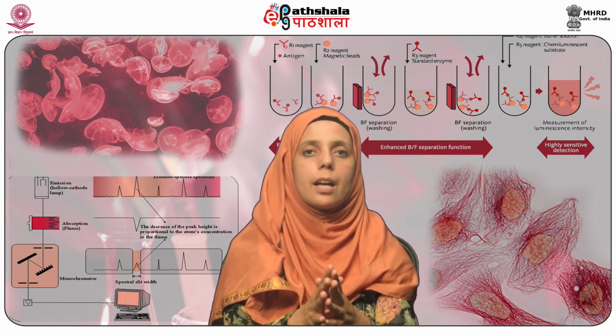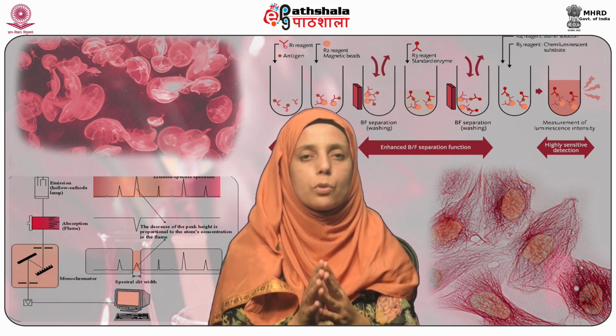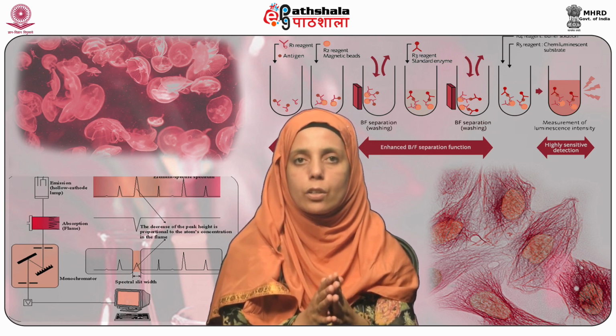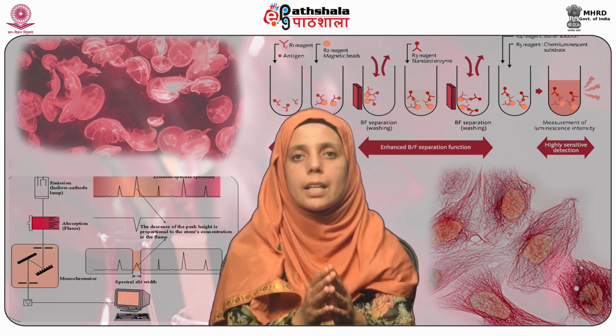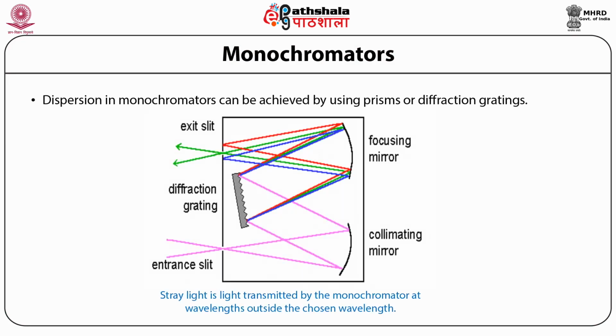The smaller the slit, the higher the spectral resolution. With a two-fold reduction in each slit width, entrance or exit, a four-fold decrease in light intensity is observed. Dispersion in monochromators can be achieved by using a prism or diffraction gratings. Commercial spectrofluorometers use diffraction gratings only.